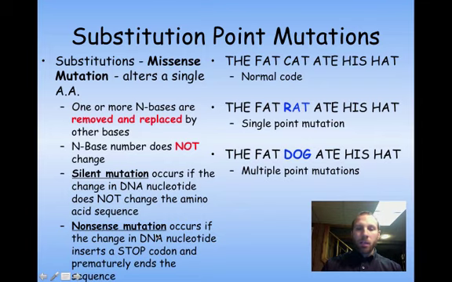A nonsense mutation occurs if the change in the DNA nucleotide inserts an extra stop codon prematurely, or too soon, and ends the sequence, which therefore would shorten the protein, which is not good. So basically, adding a stop codon in the middle of the sequence would cut the protein short and therefore prevent it from functioning properly.